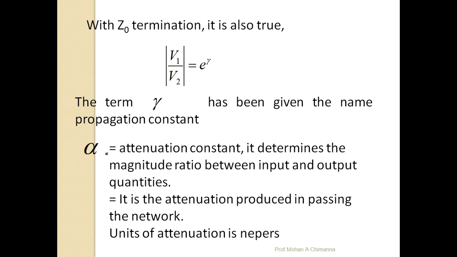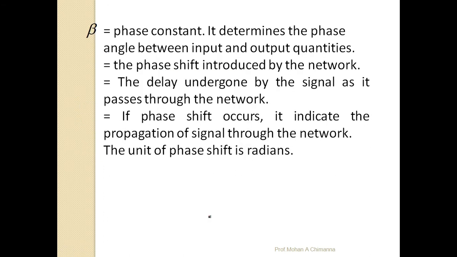So alpha, the attenuation constant, determines the magnitude ratio between the input and output quantities. It is the attenuation produced in passing through the network, and the unit of attenuation is the Neper. So the unit of alpha is Neper. Beta is the phase constant, meaning the propagation constant gamma is equal to alpha plus j beta, where alpha is the attenuation constant and beta is the phase constant.